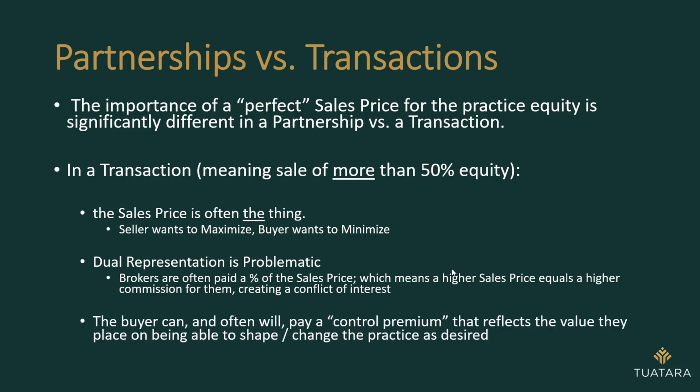And then I want to point out that in a transaction, the buyer can, and they often will, pay what we call a control premium that reflects the value that they, the buyer, place on being able to shape or change the practice as they desire. That could be that they have aspirations to grow the practice, change the standard of care, implement new equipment, change the carpet. It could also be more strategic, such as in a DSO transaction, where they expect to negotiate lower supply costs or higher PPO reimbursements.